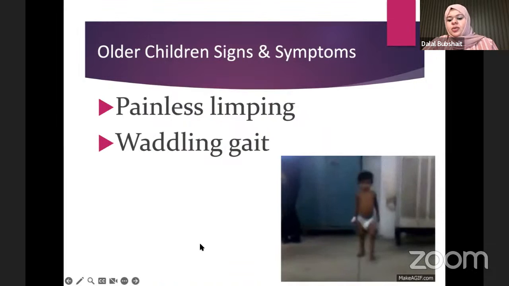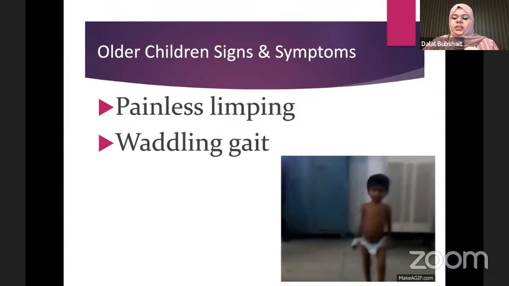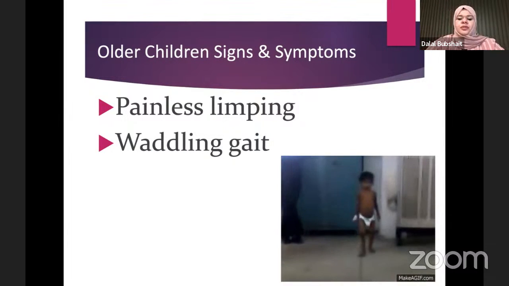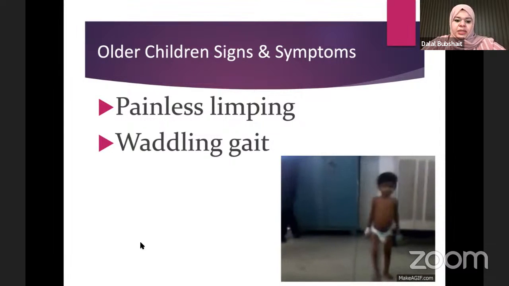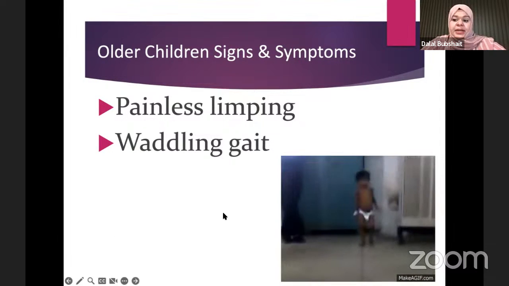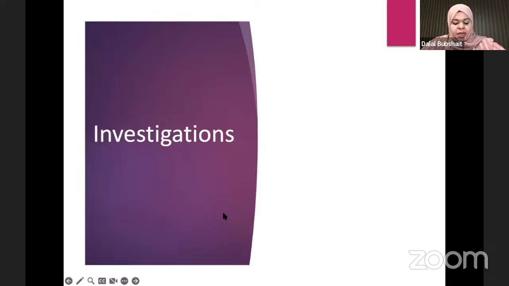When the child starts to walk, of course, there is the waddling gait, especially if it's bilateral, because of the abductor muscle weakness. And it's usually painless, so they're not complaining of pain.